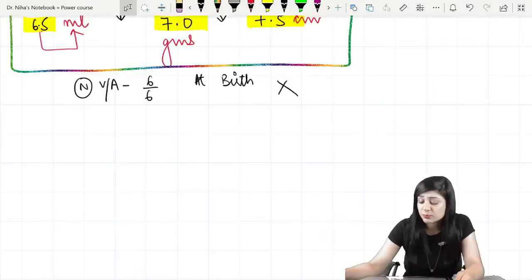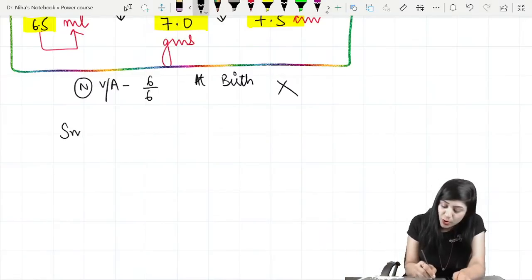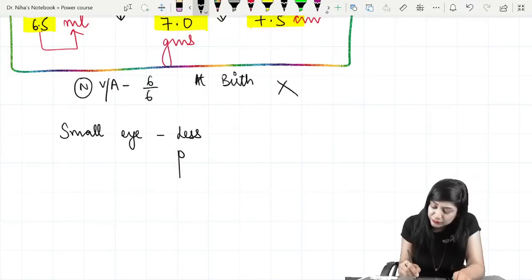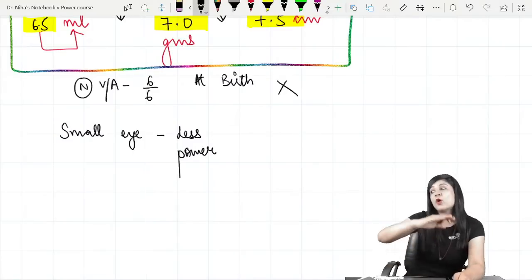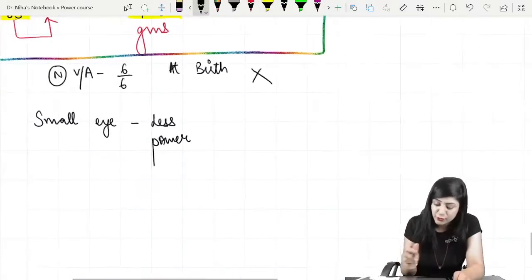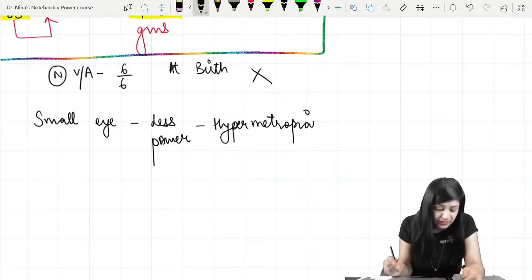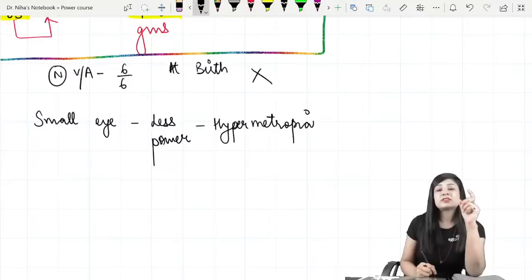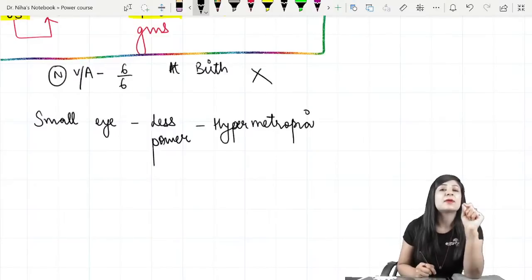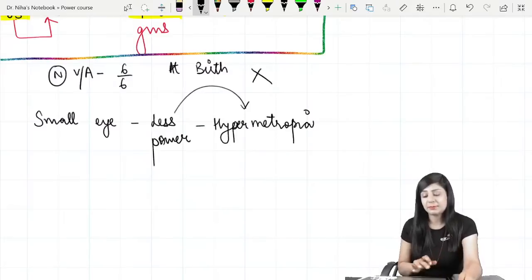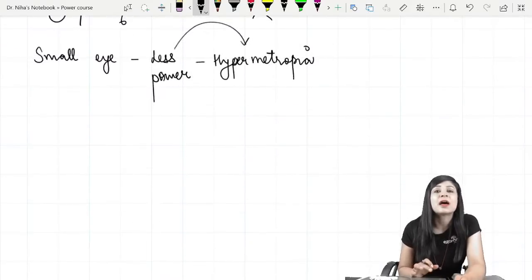Now, if I am having a small eyeball, what will happen? A small eye will have less power. And if it has less power, the rays will go more posteriorly to get focus. Therefore, there will be hypermetropia. Therefore, every eye will have hypermetropia at the time of birth. So this is to explain to you that the eye is not the same at the time of birth. Its visual acuity is also different. It has less power, which is going towards hypermetropia.